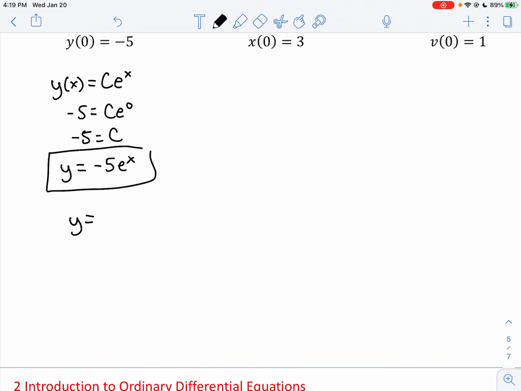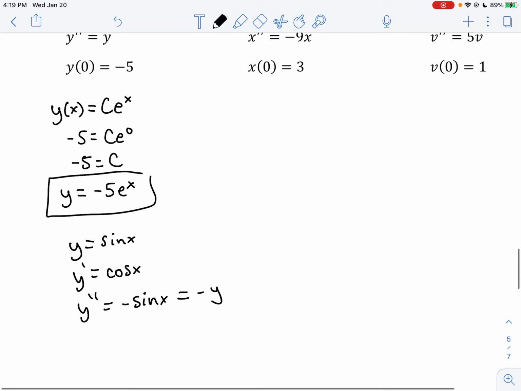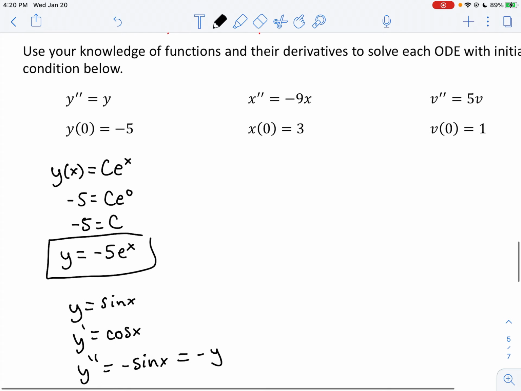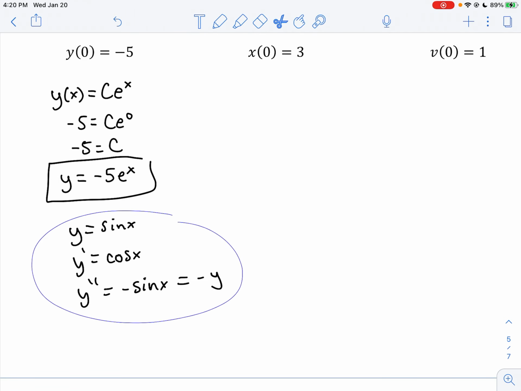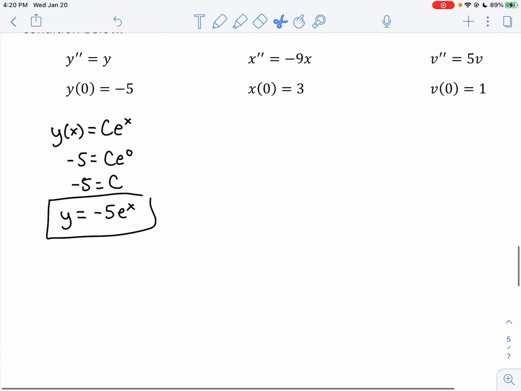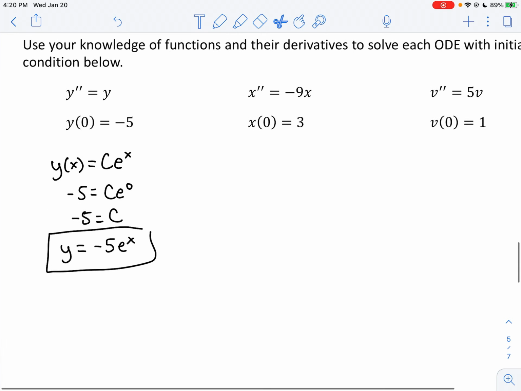What about regular trig? What if I said y was just sine of x? Would that one work? Let's see. Y prime would be cosine of x, and y double prime would be equal to negative sine of x. Well, this is not the original. It's the opposite of the original. So sine of x would be a good solution to y double prime equals negative y, not y double prime equals y. So regular trig isn't cutting it here. But hyperbolic trig did work, as did e to the x and as did e to the negative x. These are things to think about.